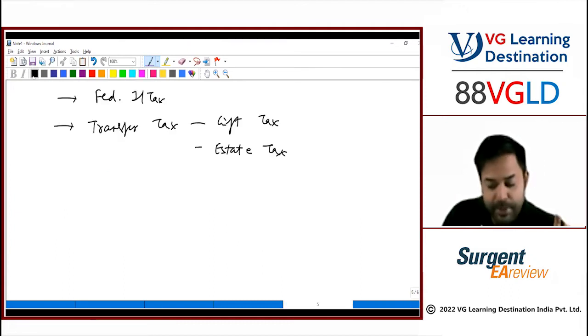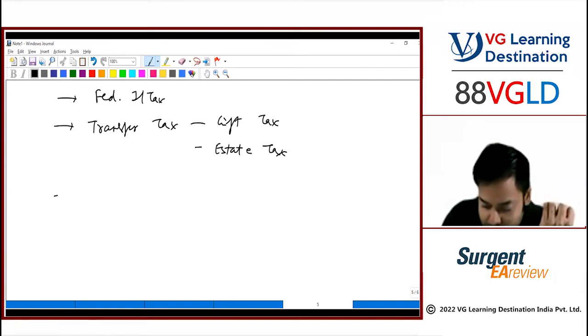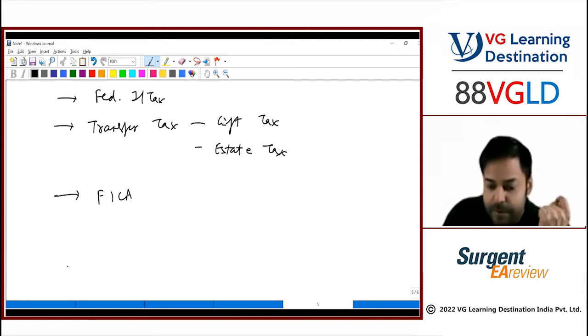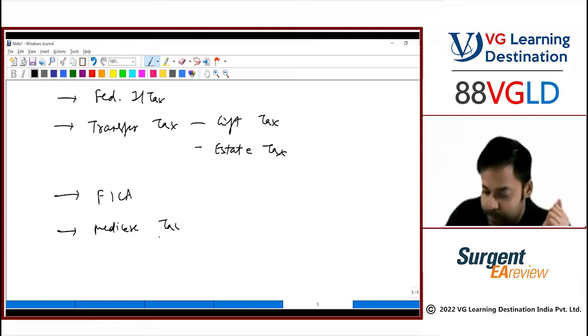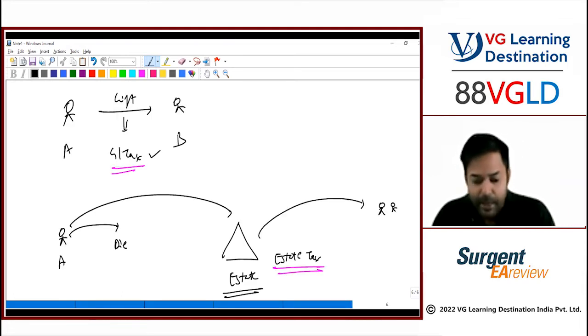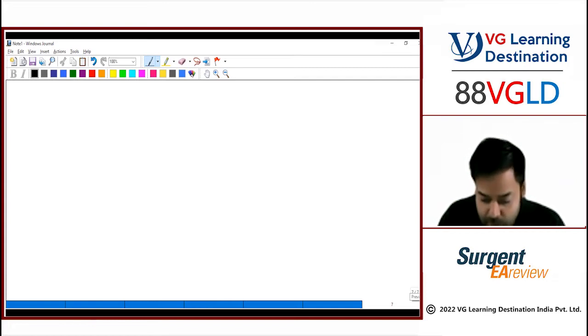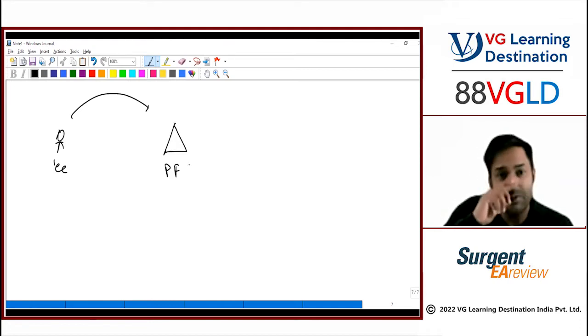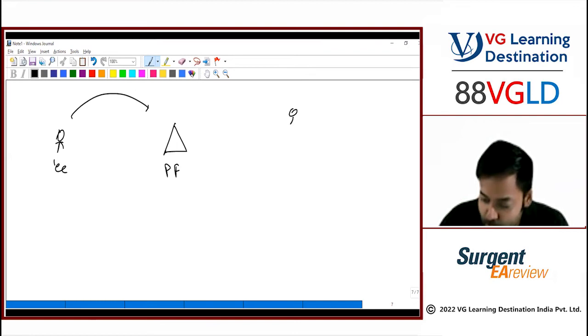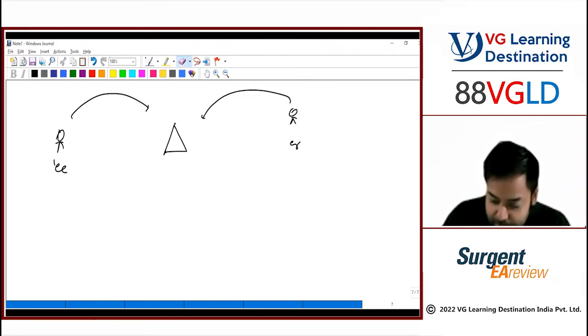Okay, so federal income tax we are going to talk about. We are going to talk about the gift tax, estate tax. Then we are going to talk about FICA, the Federal Insurance Contributions Act. Then we're going to talk about the Medicare tax. So just like in India, if you are contributing to the PF account, for example, the employee is contributing to the PF fund, similarly, the employer also contributes to the PF. In the US, we call it FICA.